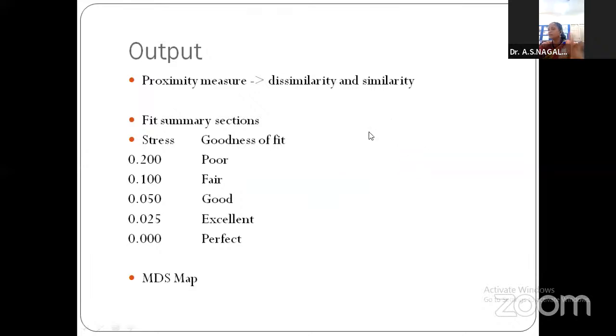So you will have the value. It is called stress and goodness of fit. See, when the value is 0, it is perfect. There is no error. So there is no error, your stress is free. Fine. So if it is 0.025, it is excellent. If it is 0.050, it is good. If it is 0.100, fair. If it is 0.2, it is poor.